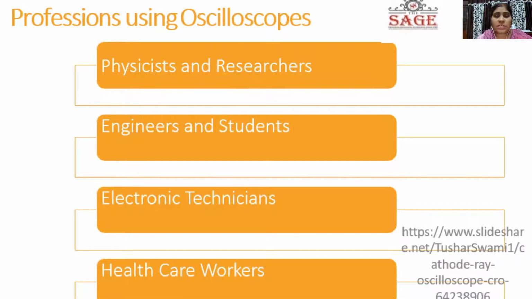The professionals who use the oscilloscope are physicists and researchers. Engineers and students use it. Electronic technicians who are making changes in their projects and circuits, and electricians, can make use of the CRO. Health workers also use it, for example if they want to display signals like ECG signals.